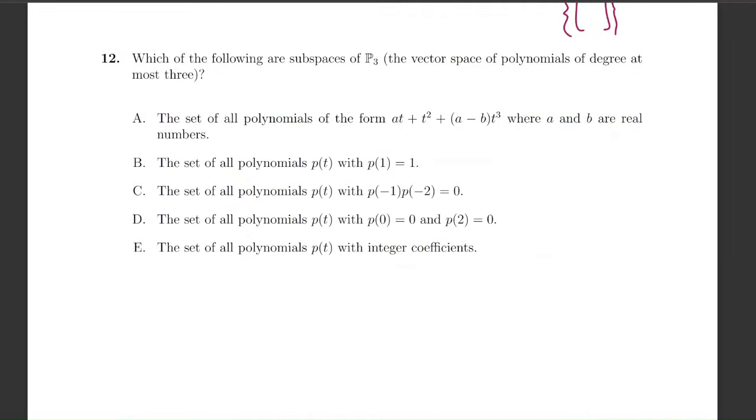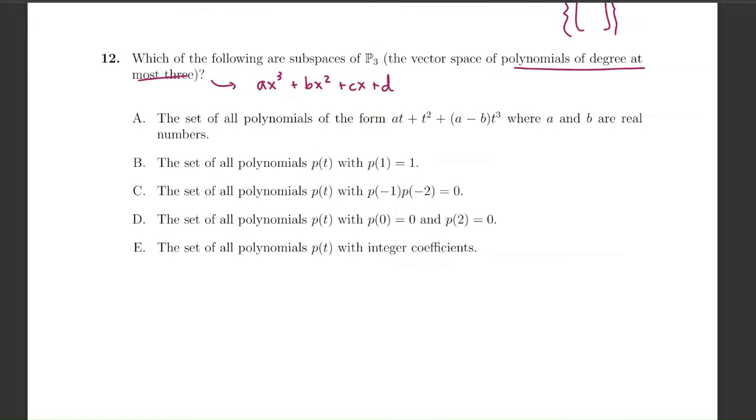Okay, so in 12 we have: which of the following are subspaces of P3, which is the vector space of polynomials of degree at most 3? What does this mean? This means that a vector in P3 would have the form of something like ax cubed plus bx squared plus cx plus d. And which of the following are subspaces? In A, we have the set of all polynomials of the form at plus t squared plus (a minus b) times t cubed, where a and b are real numbers.